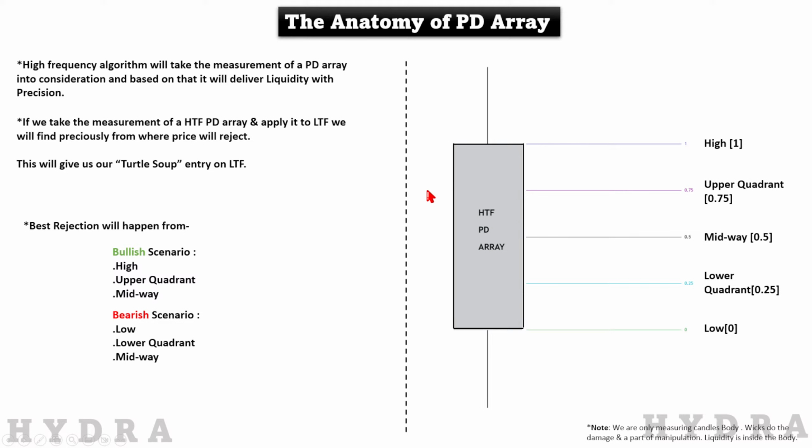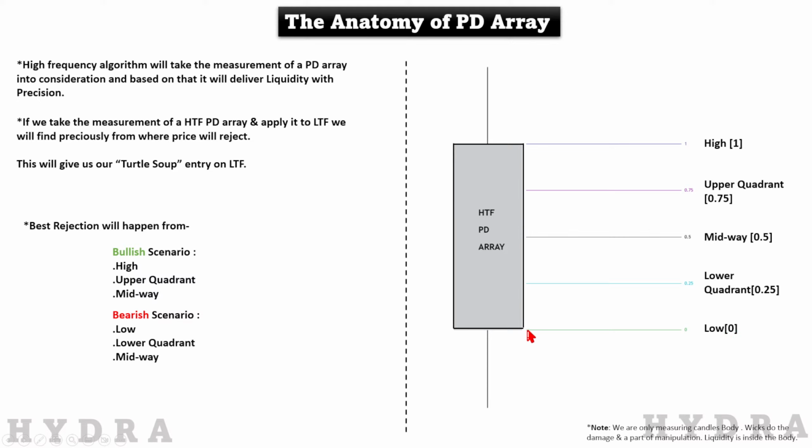When we see a higher time frame fair value gap, we measure it like this. This is the high of the fair value gap. This is the upper quadrant, 0.75. This is the midway, 0.5. This is the lower quadrant, 0.25, and this is the low, 0.